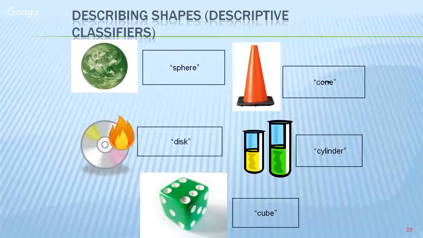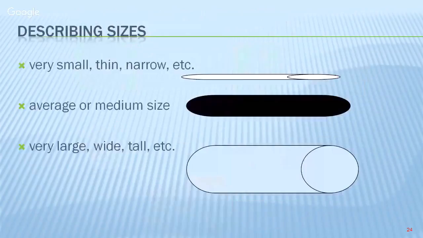Describing shapes. Now we can use words like these for shapes. Something round we call a sphere; also disc, cube, cylinder, cone. So these are some of the words you can use to describe shapes. For sizes, you can use words like very small, thin, narrow. Average or medium size, very large, wide, tall are words you can use to describe size.